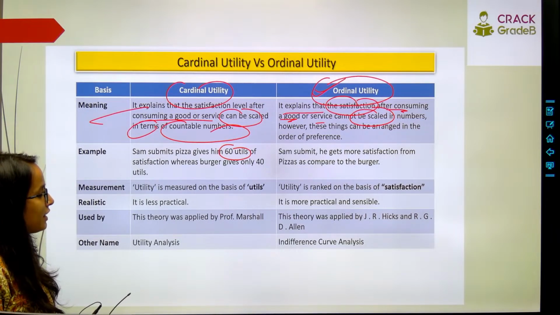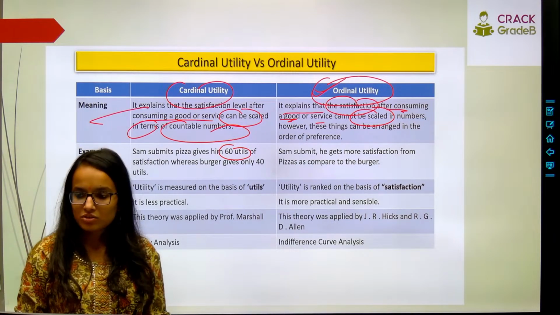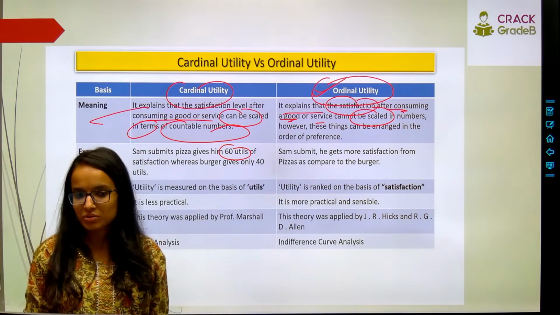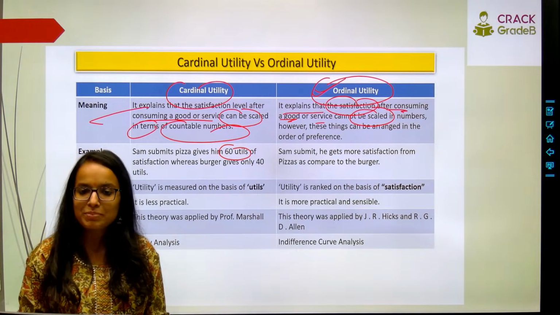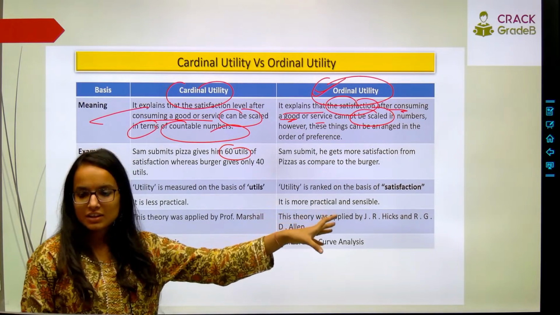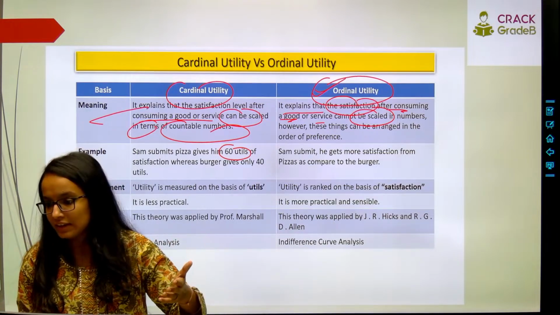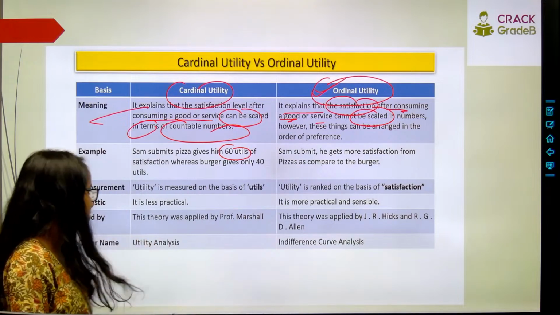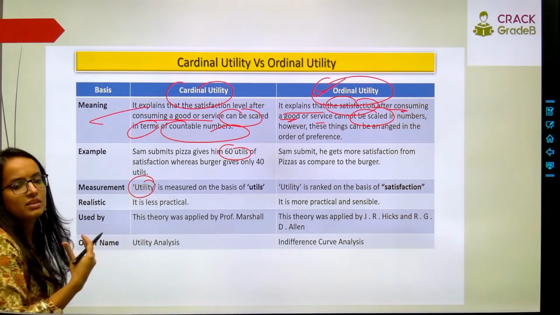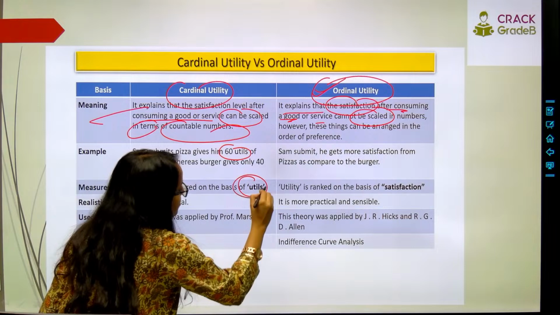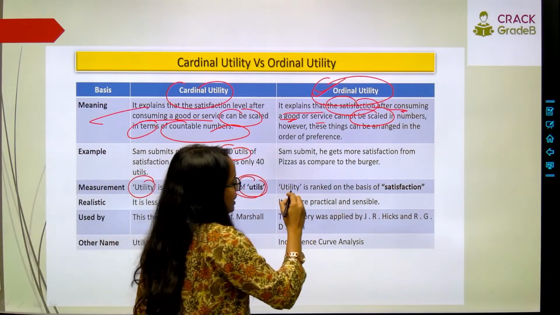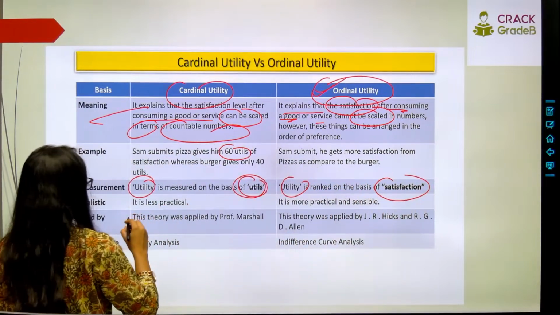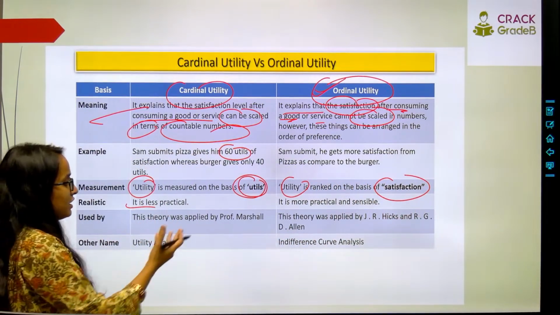First tell me, can you measure the satisfaction from eating one bowl of dal and rice in terms of utils, that I get 100 utils of satisfaction out of it? No, right? So practically, I think ordinal utility is more practical. Although you can rank that this food gives me more satisfaction and this food gives me less satisfaction. Utility is measured in a term called utils, and in the concept of ordinal utility, utility is ranked on the basis of satisfaction. Cardinal is less practical and ordinal is more practical.